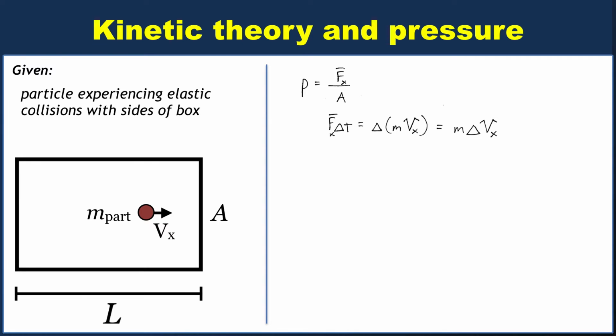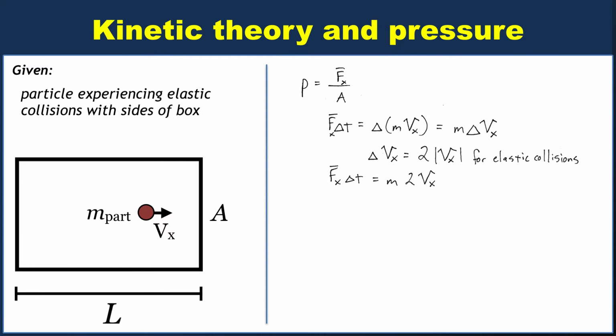Now, for elastic collisions, we actually know how to evaluate this change in velocity, right? Because it goes in and comes out with the same speed, but the direction has been reversed. So the change in velocity is not zero. The change in velocity is actually twice whatever the initial speed was. So if we assume that the initial speed was positive, then we can just say that the average Fx times delta t equals the mass of the particle times 2 vx.